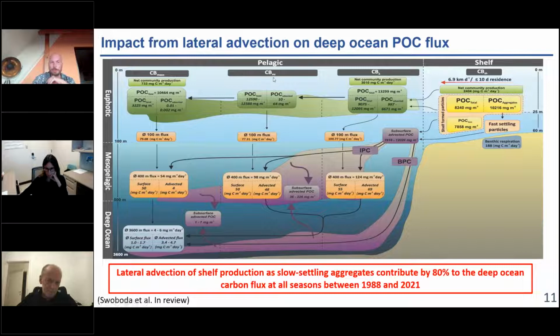I'm probably preaching to the choir, but this way of looking at a vertical water column is something we have to be really, really careful about. I mean, we have to consider that stuff is coming from the side and being laterally advected.